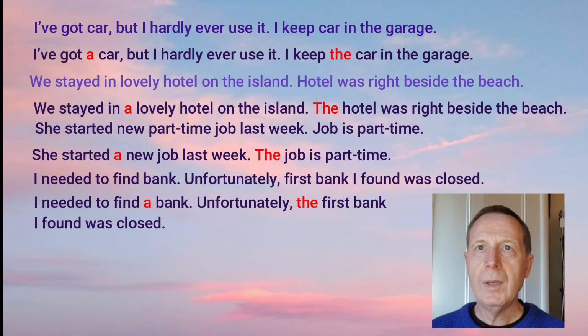In these examples, you are giving information about the following things for the first time: a car, a hotel, a job, and a bank. In each example, the second sentence gives you more information, so you use the the second time you mention the thing. Here we have the car, the hotel, the job, and the bank. We use the indefinite article when we don't specify exactly which things or which people we are talking about. Think about this and try to correct the following sentences.